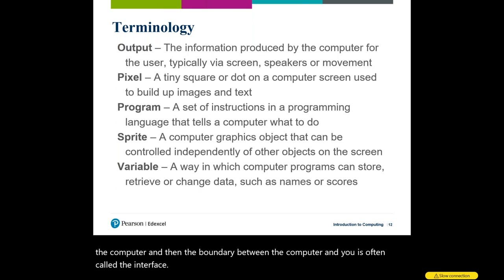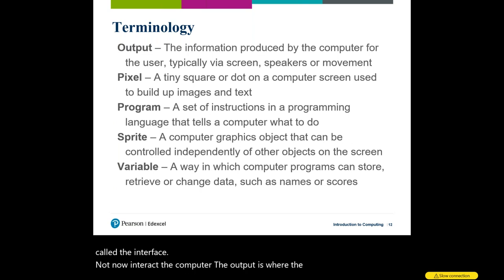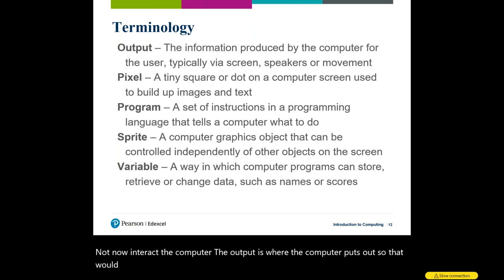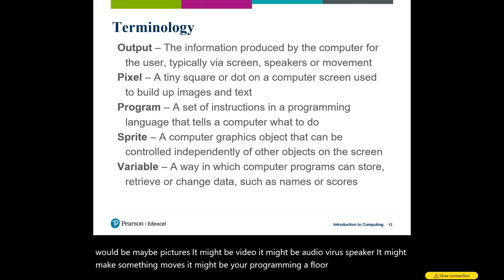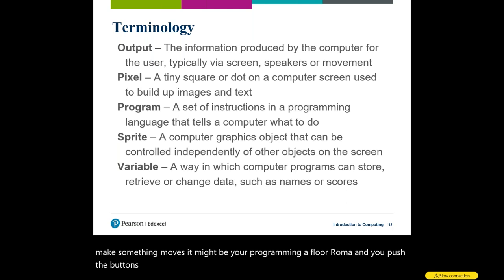The output is whatever the computer puts out. So that would be maybe pictures, it might be video, it might be audio via a speaker, it might make something move. So it might be you're programming a floor roamer and you push the buttons and the output is the way that it moves across the floor. And a couple of sort of codey ones again.